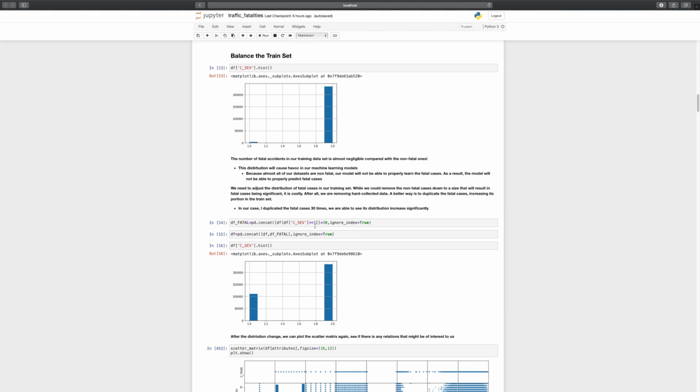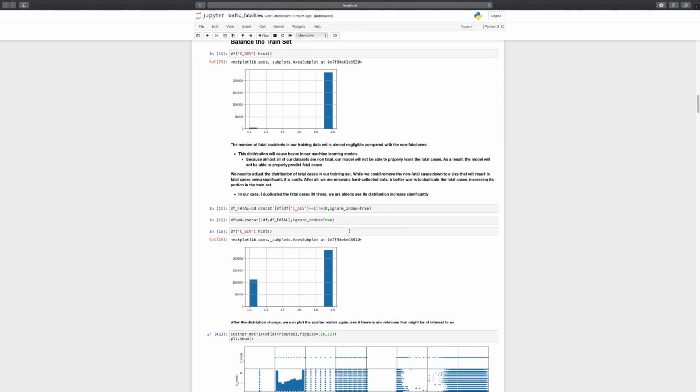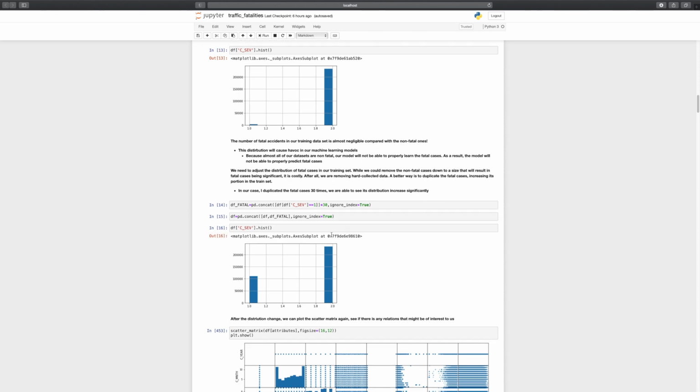I duplicated the fatal cases about 30 times using the pandas concat function. As a result, we can see from this distribution, compared with our previous one, that the fatal cases become significant.